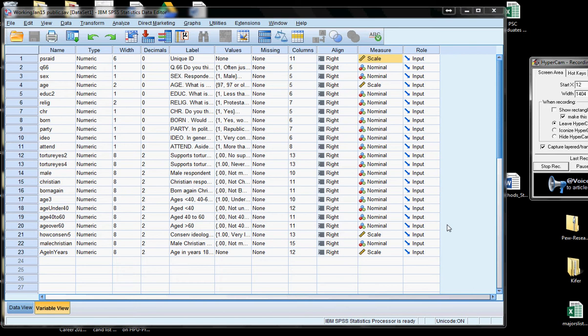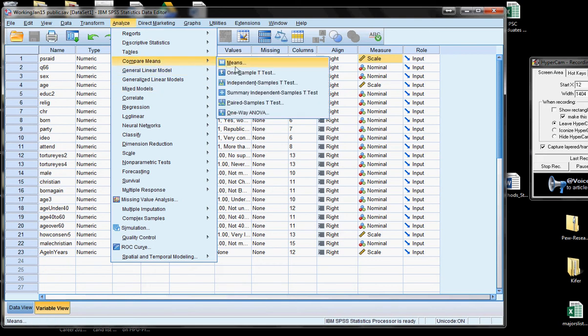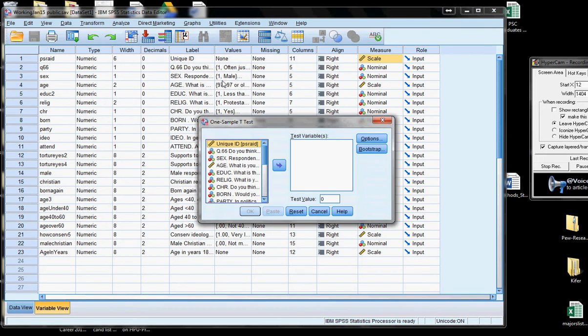I understand that that's pretty abstract, so let's make it real. What we're going to do in this particular exercise is, I go up to analyze, and I'm going to come down to compare means. I'm going to do a one sample t-test, and I'm going to compare the percentage of male respondents in the sample with what an expected number for males in the sample might be. And given that this is a sample of the U.S. population as a whole, we would expect that approximately 50% of the sample would be male and 50% should be female.